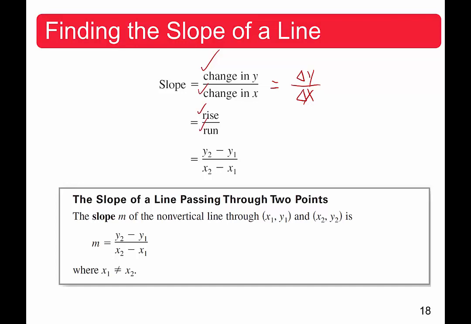And the slope of a line passing through 2 points, given the coordinates of those 2 points, equals y2 minus y1 over x2 minus x1. This is equivalent to y1 minus y2 over x1 minus x2, because we can factor out negative 1 from both top and bottom, and cancel the negative 1 to get the alternative form of the slope.